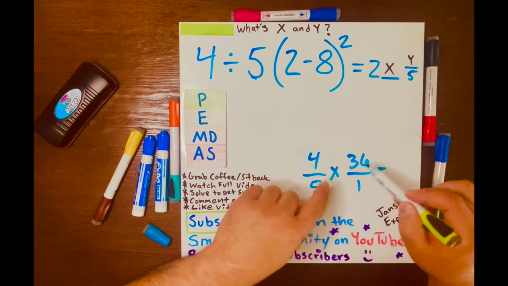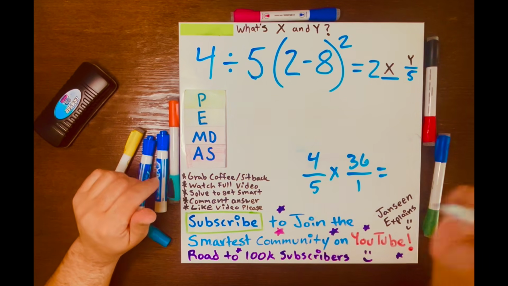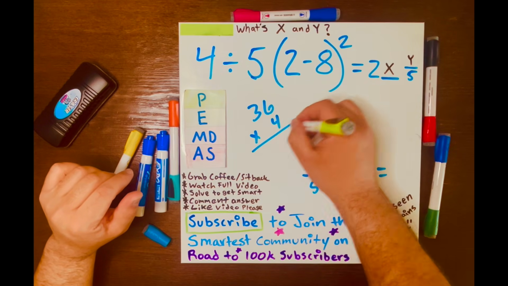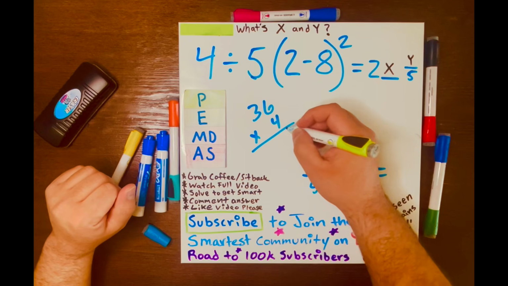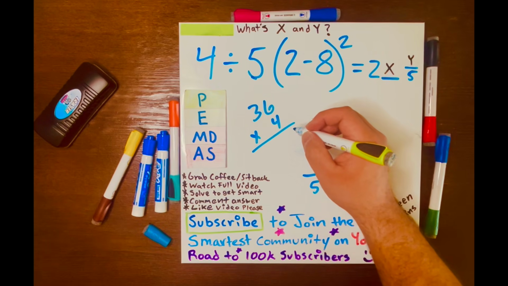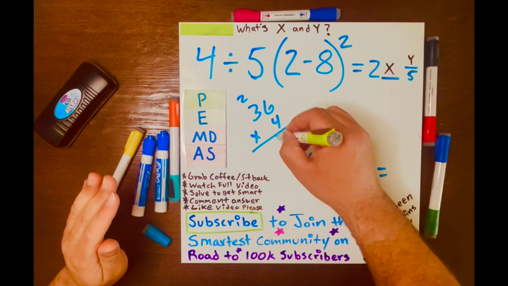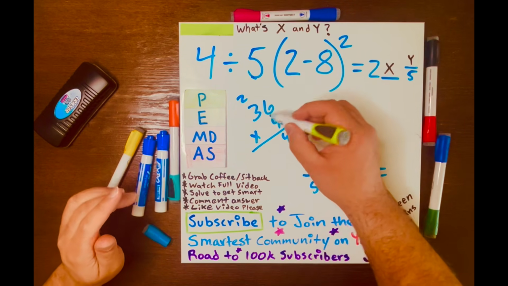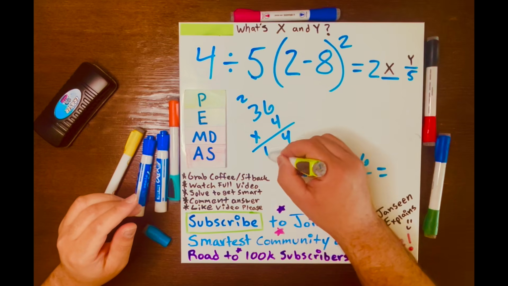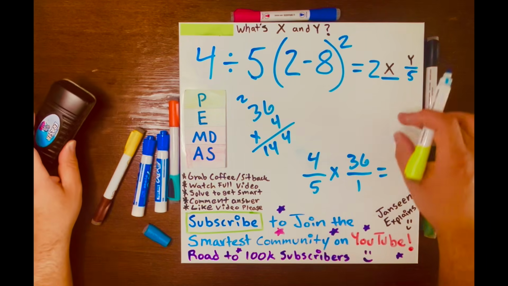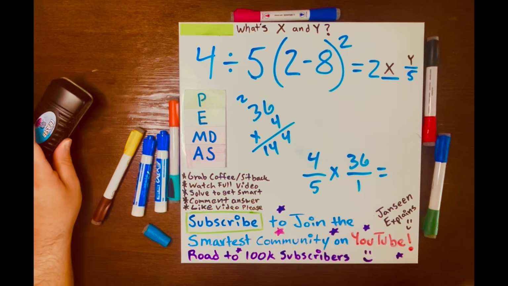So what is 4 times 36? Let's use simple multiplication. So 36 times 4. So 6 times 4 is, what is it? I can't hear you. 24, right? 24. And then 4 times 3 is 12 plus 2, 14. So it's 144. Don't leave yet because we need to figure out what's x and what is y.